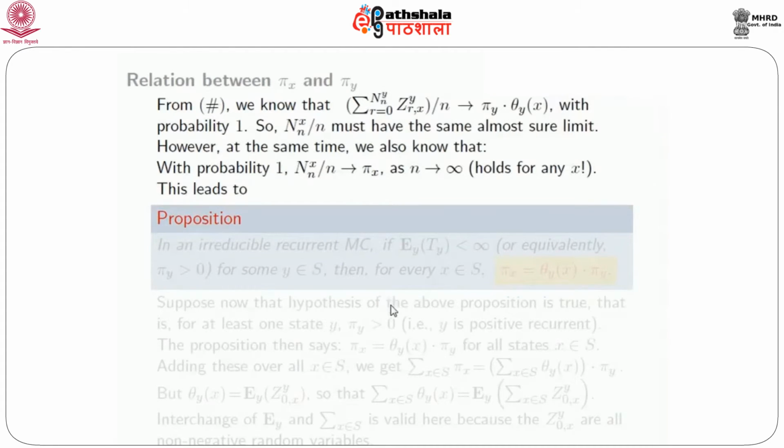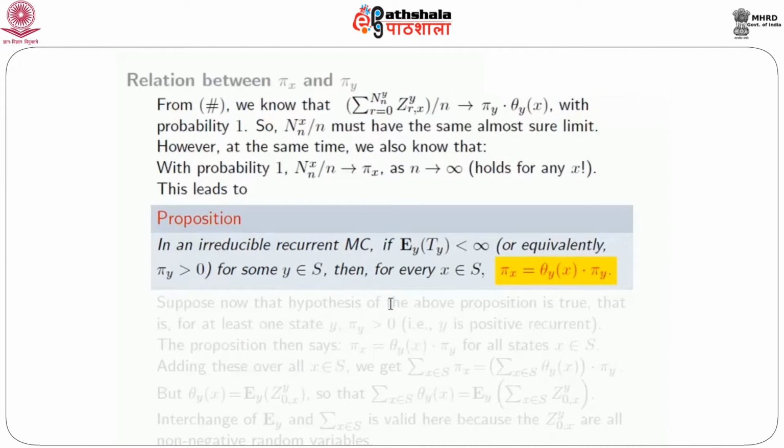Of course, here an important part is that y is a special y for which you are assuming that E_y T_y is finite, equivalently pi y is positive. So if that is true for some y in S, then for every x in S, pi x has to be equal to theta_y(x) times pi y. So that means any other pi x can be seen to be pi y times theta_y(x), where y is that special y.